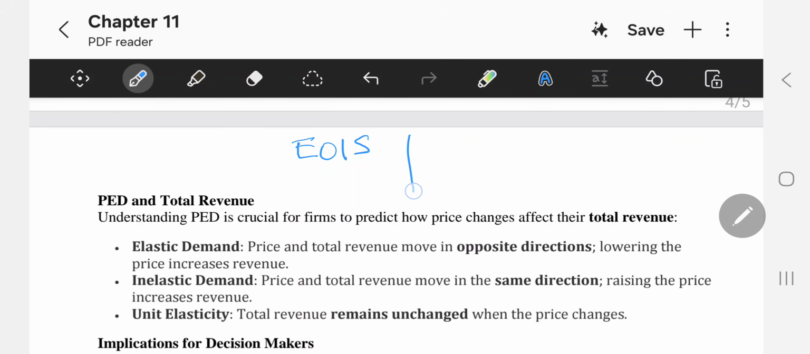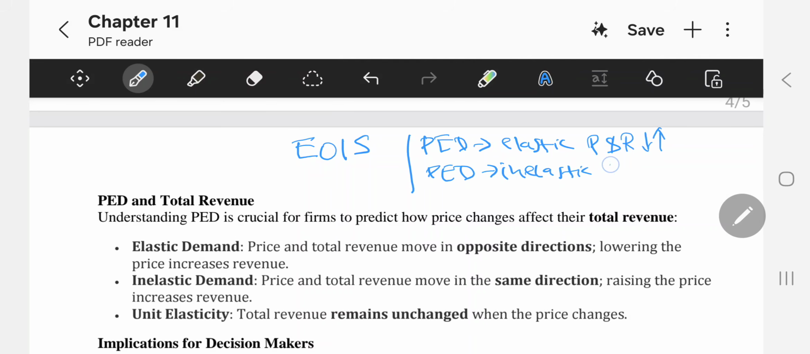So what you're saying here is that when PED is elastic, price and revenue will go in opposite directions. So one will be rising and the other one decreasing. And when PED is inelastic, price and revenue will go in the same direction. So when price is increasing, revenue is increasing. And that's what we're talking about here.